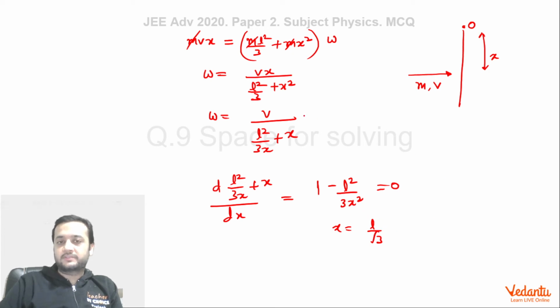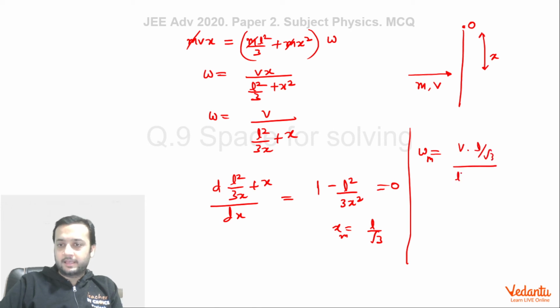So when you put this value back over here, or we can directly put over here in this function, omega maximum will become v into L upon root 3 divided by L square by 3 plus x square, which is again L square by 3. So what do we get? This is 2L square by 3, 3 will go up. So this will become root 3 V by 2L.